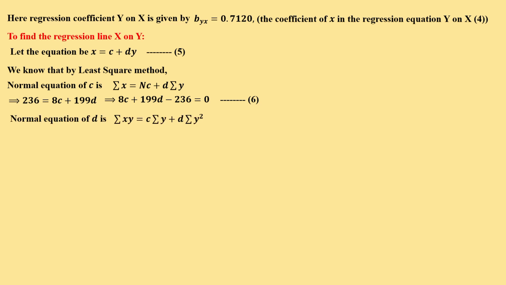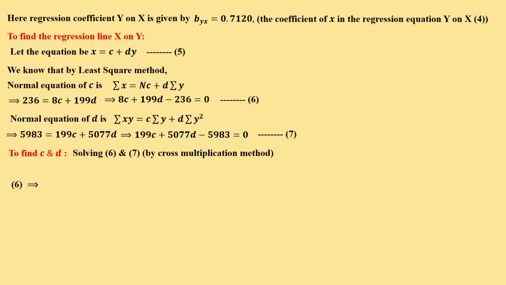Then normal equation of d, summation xy is equal to c summation y plus d summation y square. Substitute the values from the table. So after simplification you will get 199c plus 5077d minus 5983 equal to 0. Seventh equation. So solving 6 and 7, you will get the value of c and d. Again we are using the cross multiplication method. From the sixth equation, write the coefficients 199 minus 236, 8, 199. From equation 7, 5077 minus 5983, 199, 5077. Then do the cross multiplication.